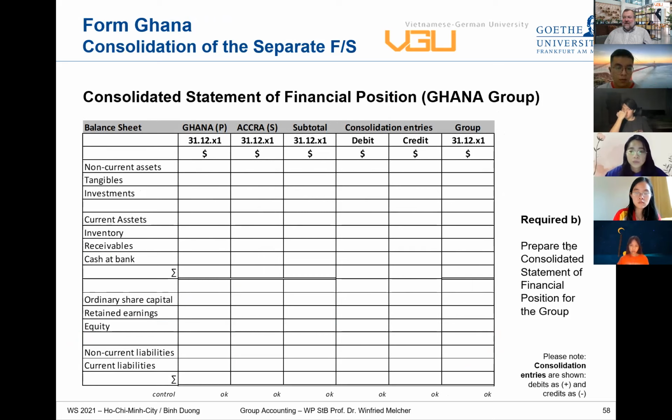So please prepare the consolidated statement of financial position for the group. And as you can see, I have already put in Ghana, which is the parent. I have put in the heading for Accra. So just put in the right numbers here and then calculate a subtotal. And then we have to look what consolidation entries we do have to make to come to the end, which is the group account. All right, so I will stop recording.